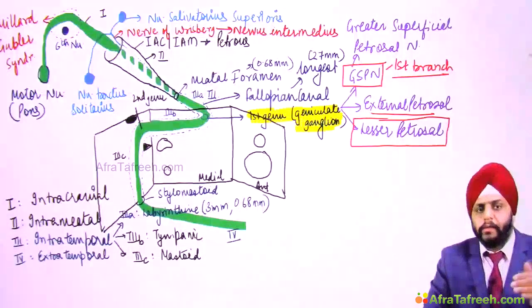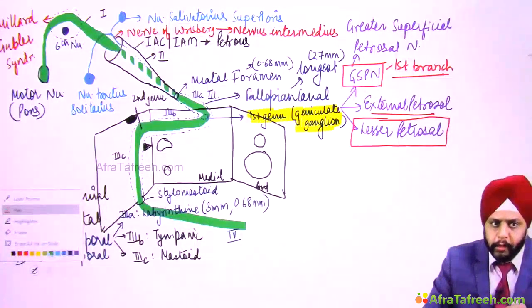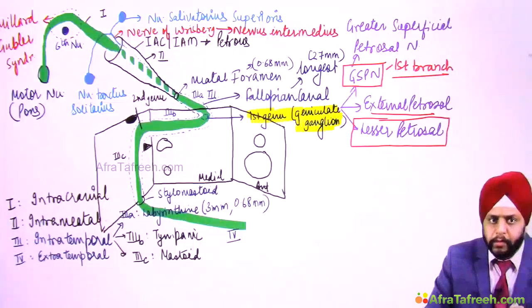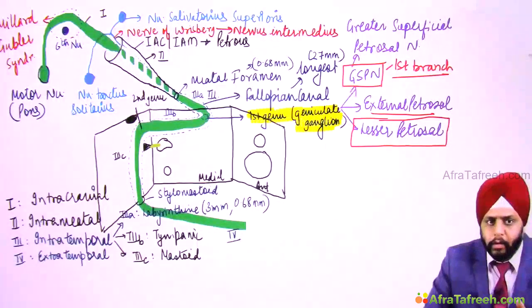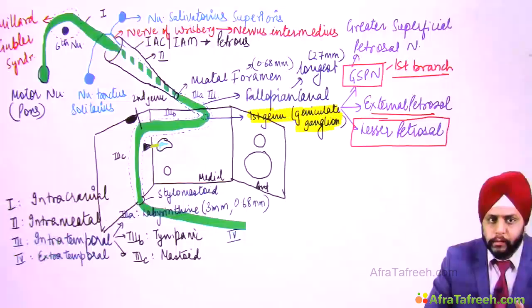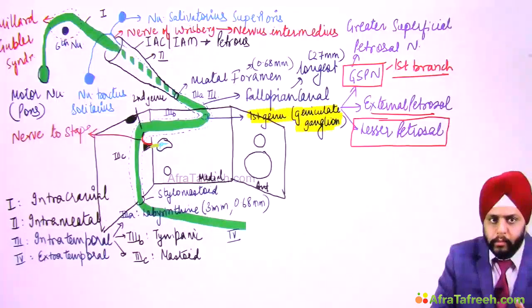Now just after the second genu, we have the pyramid. Okay, now from this pyramid, we have a muscle. Which muscle? That is the stapedius muscle. It starts from the pyramid, and this stapedius muscle goes and inserts on the neck of stapes. Remember? Okay, so from here the facial nerve gives a branch, right? This branch is known as nerve to stapedius.